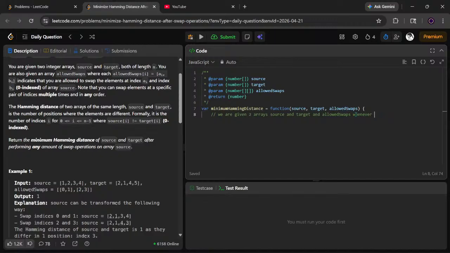The Hamming distance of two arrays of the same length, source and target, is the number of positions where the elements are different. Formally, it is the number of indices where source[i] is not equal to target[i], zero-indexed.